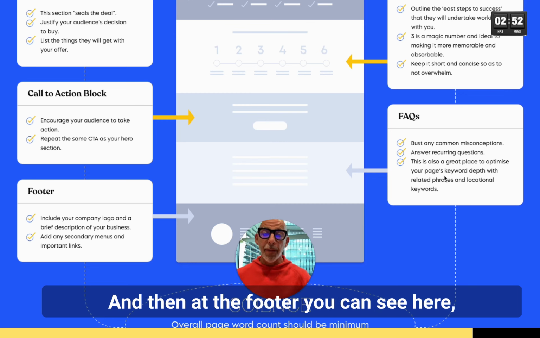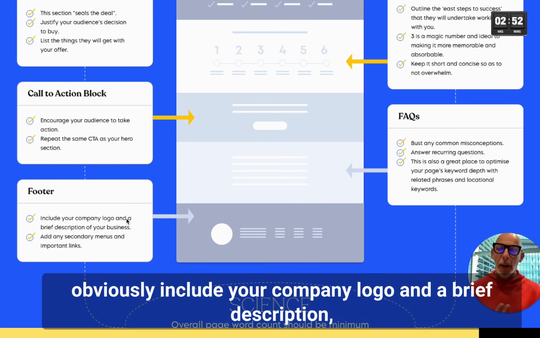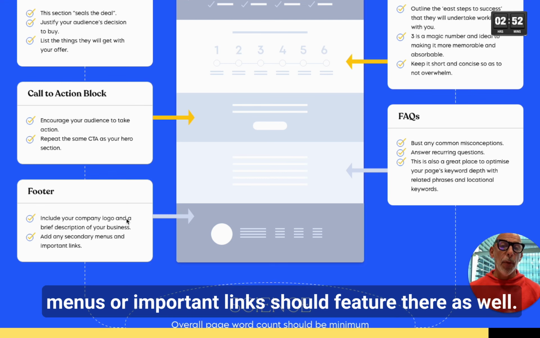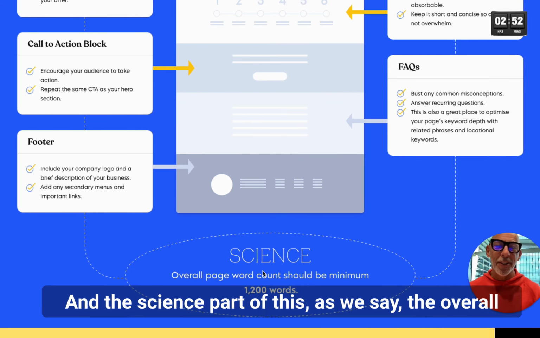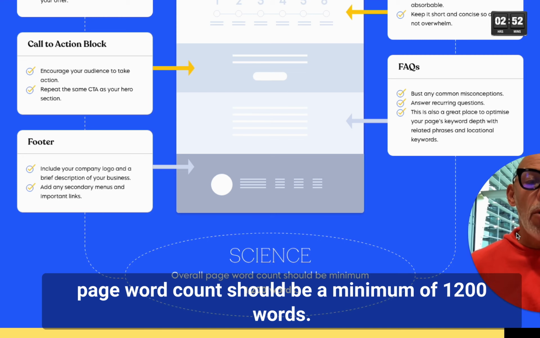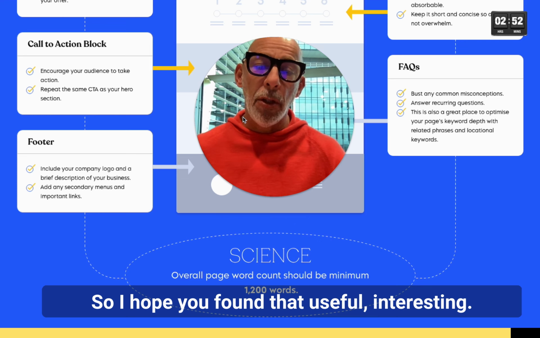And then at the footer, you can see here, obviously include your company logo and a brief further description of the business, and then any secondary menus or important links should feature there as well. And the science part of this, as we say, the overall page word count should be a minimum of 1,200 words.